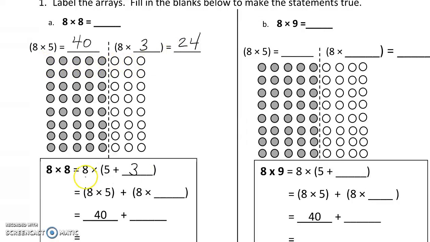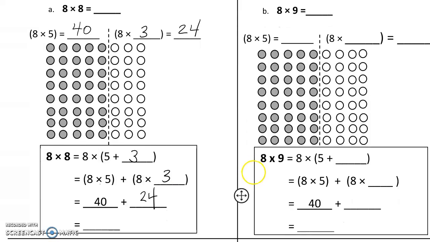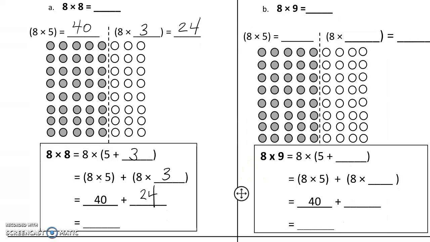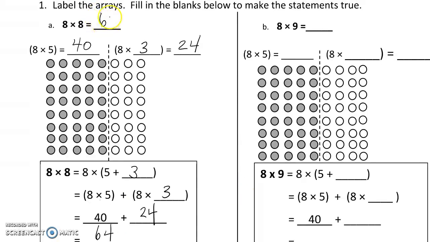Now, when we solve it, we multiply 8 times 5 to get 40, plus 8 times 3. We have to multiply the 8 times the 5 and the 3, because there's 8 rows every time in this problem. We solved 8 times 3 up here, so we get 24. So to get the answer, we have to add those two together. So what is 40 plus 24? 64. Okay, so 8 times 8, fill it in at the top, is 64.